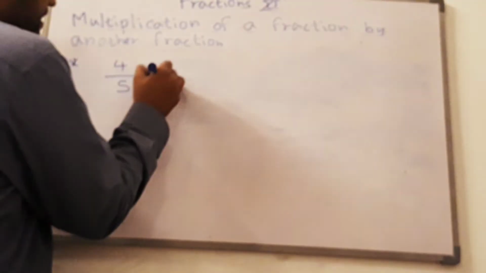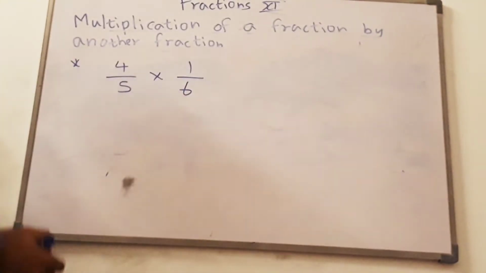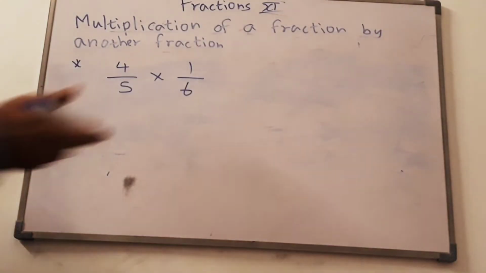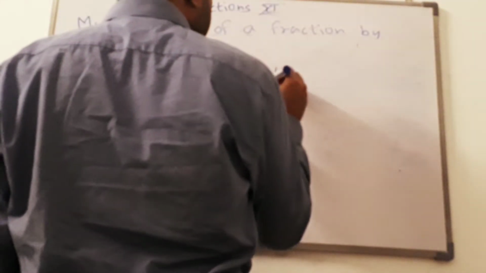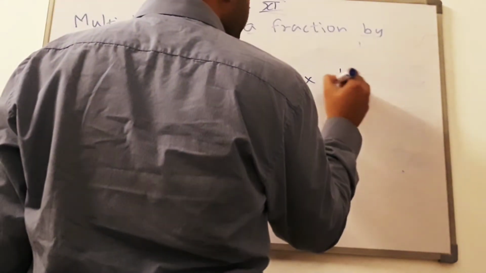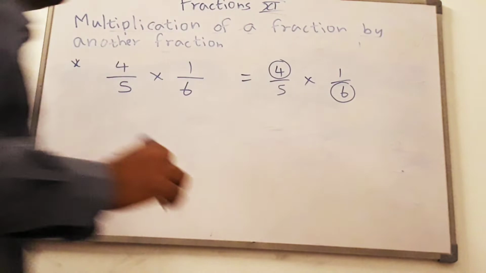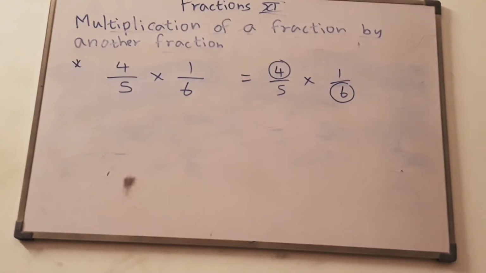4/5 times 1/6. Okay, 4/5 times 1/6. Take a close look at these two figures. 6 and 4. 6 is not divisible by 4 and 4 is not a factor of 6.